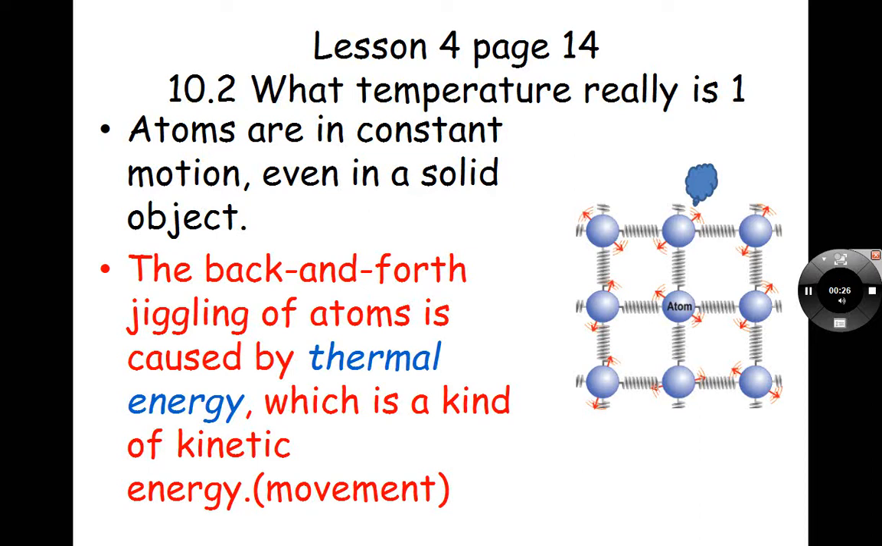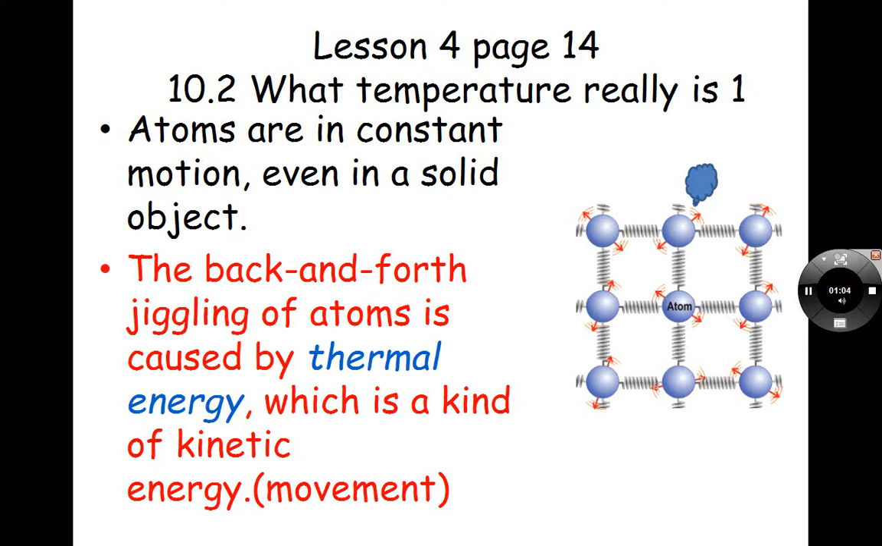Atoms are in constant motion, even in a solid object. The back and forth jiggling of atoms is caused by what we call thermal energy, which is a kind of kinetic energy, or kind of movement. When you are sitting back and jiggling, that is actual movement. So this connects us to the state of matter being a representation of how fast or slow matter is actually moving, which is also its temperature.